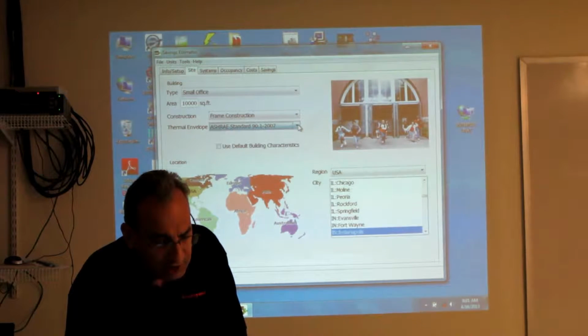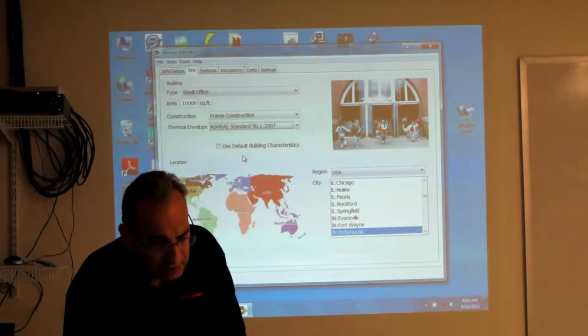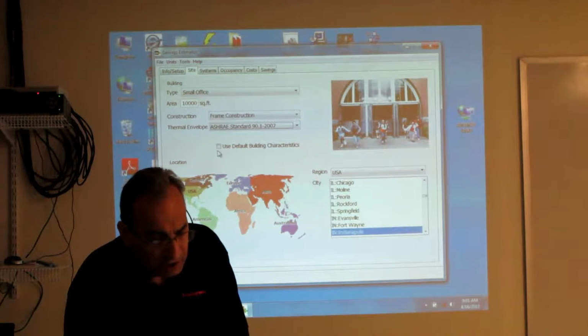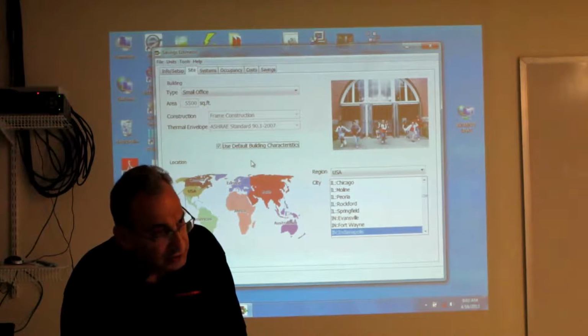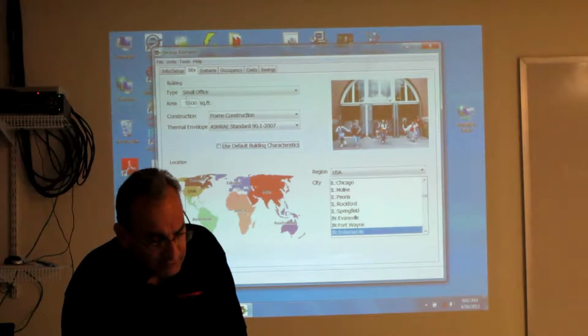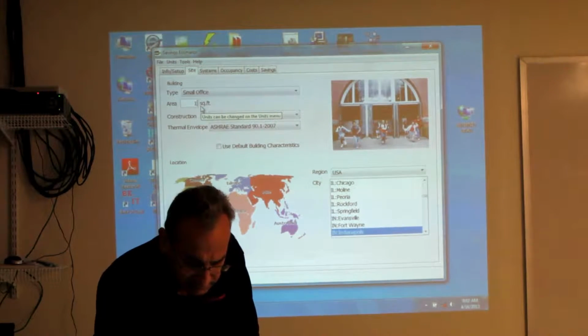And which code are you meeting? We use the newest stuff, the ASHRAE standard. And I can use the default building characteristics. Oops, I put some down in the bottom. Make it 10,000.